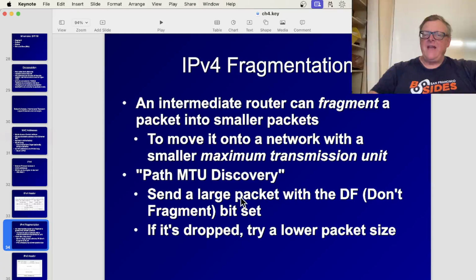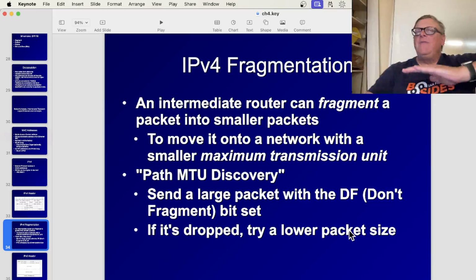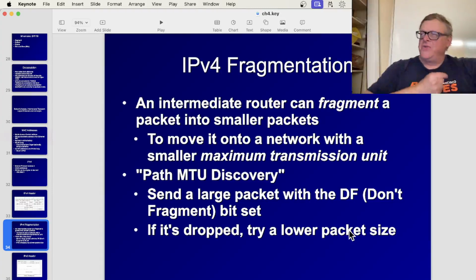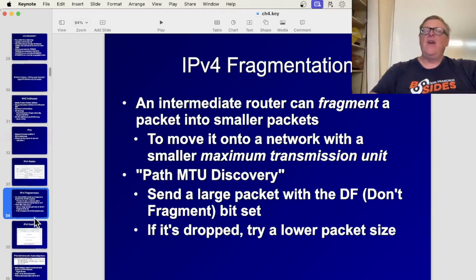Anyway, now you use path MTU discovery. You send a large packet, and if it's dropped, you try a lower packet size. That's what happens now in IP version 6. If the paths you have to go through to get to the destination cannot handle large packet sizes, you detect that and lower your packet size until it goes through. So the data sent by the source does not have to be refragmented on the way there at layer 3.